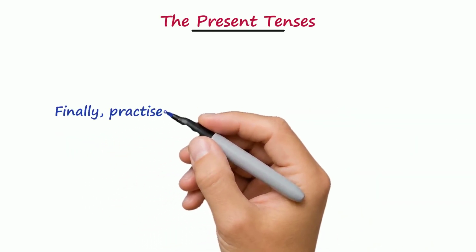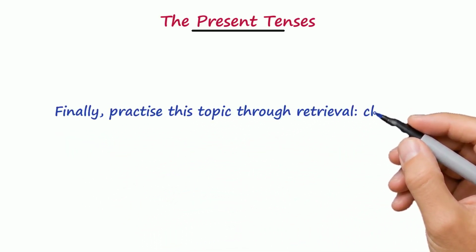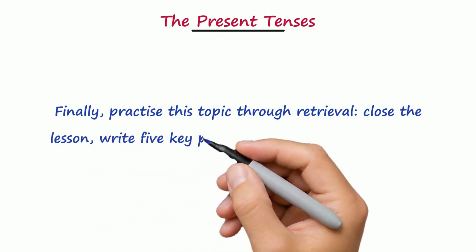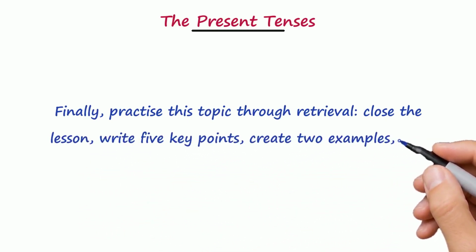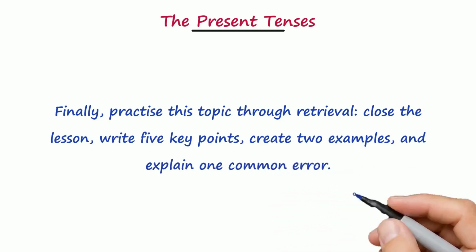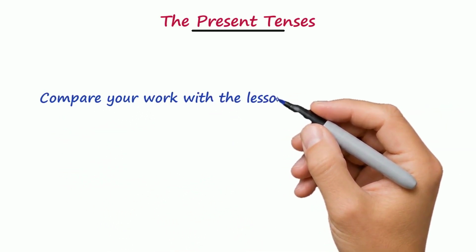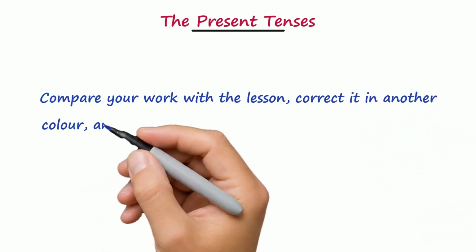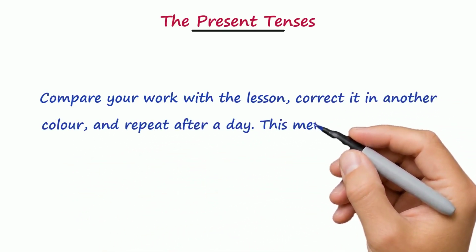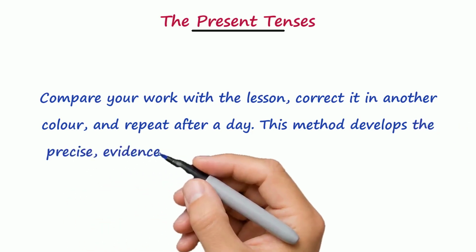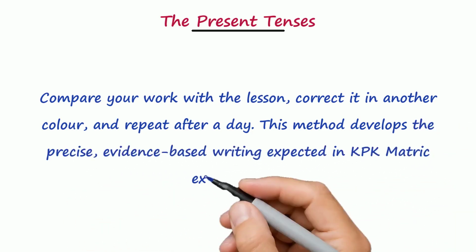Finally, practice this topic through retrieval. Close the lesson, write 5 key points, create 2 examples, and explain 1 common error. Compare your work with the lesson, correct it in another color, and repeat after a day. This method develops the precise, evidence-based writing expected in Cape K Matric examinations.